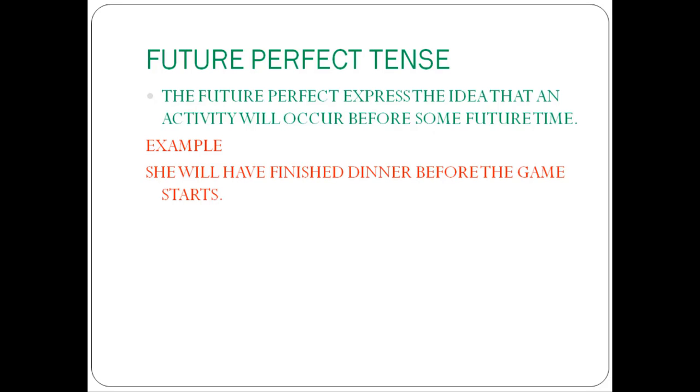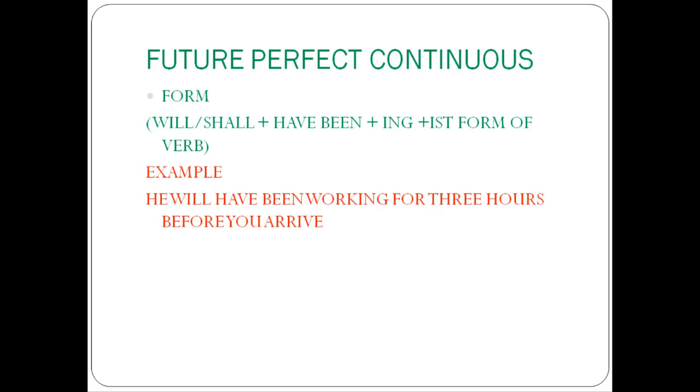The future perfect tense expresses the idea that an activity will occur before some future time. For example, she will have finished dinner before the game starts.